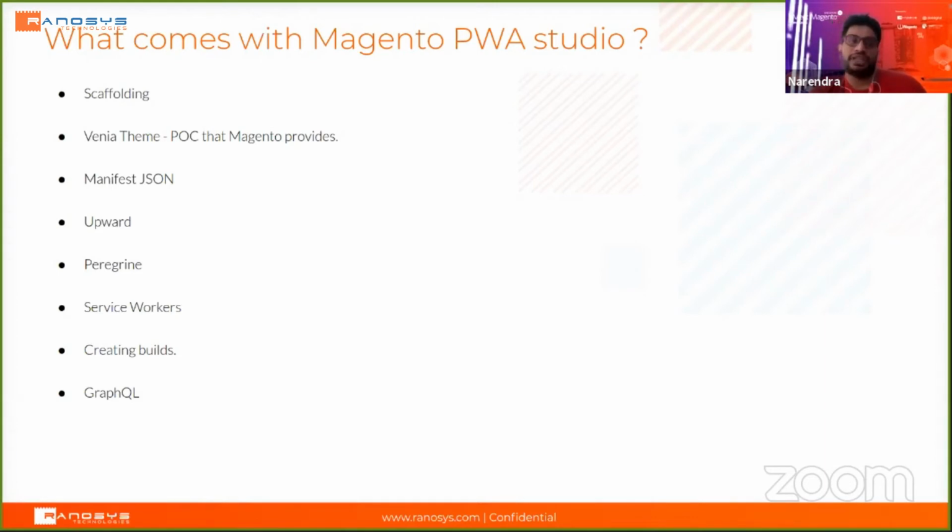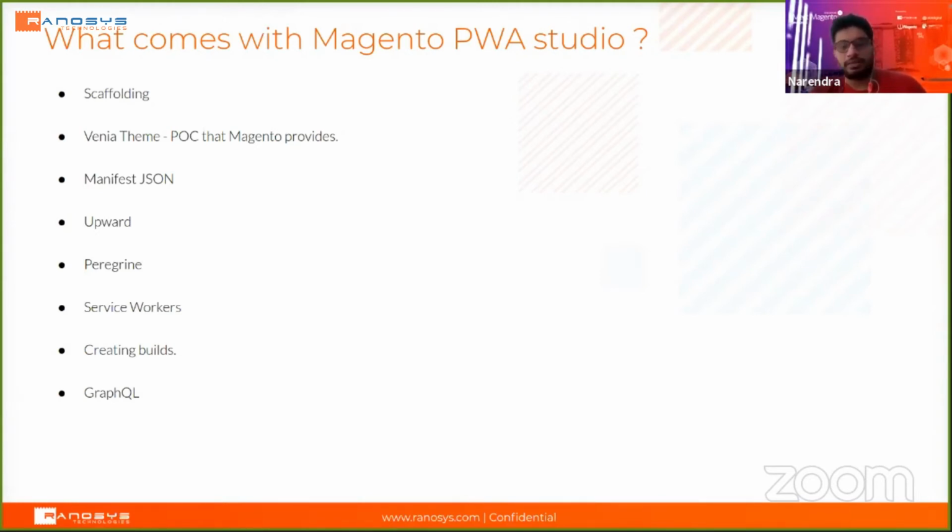Peregrine is actually the various UI components that are already built by Magento and that we can directly consume in order to customize our storefront. Service workers, we will discuss in the next slide. Service workers are actually a separate thread by which you can execute various things apart from the main thread. We will discuss that again also.